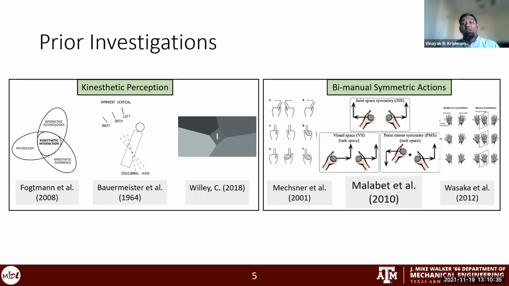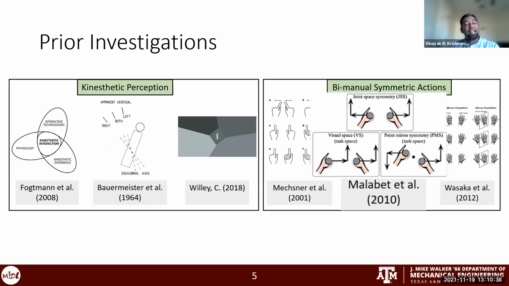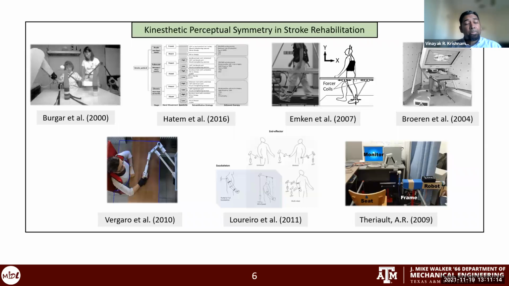And then lastly, I want to highlight this work by Malabet in 2010 that also describes different types of symmetry. So if you look at these three diagrams, you can think about visual space symmetry being where your hands are essentially creating the same curve in space, right? So they are moving parallelly, okay? Then you have point mirror symmetry. So imagine that you have a point in space and you're moving your hand around that point in a symmetric manner. Our current work, pulling of the spring, pertains to joint space symmetry where we are in a mirror symmetric position, right? So the hands are moving in mirror symmetric fashion, okay?